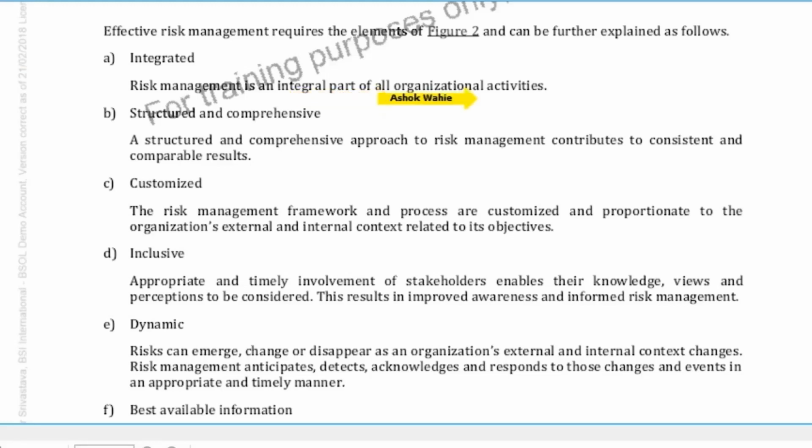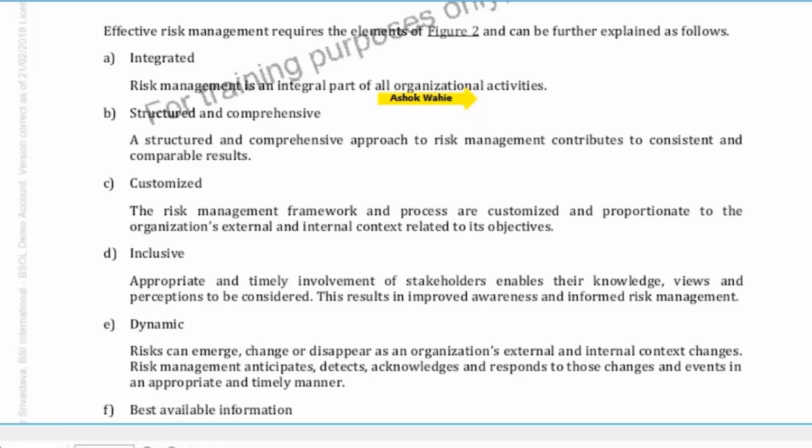Every organization has a series of activities. There are so many functions, so many processes, so many activities. Whatever the organizational activities are, for example, you're providing customer support, you are having third party, you are having facility management, you are having HR. You're having visitor management. So whatever activities you're doing in your organization to achieve your strategic objectives, risk management should be an integral part of all the organization activities.